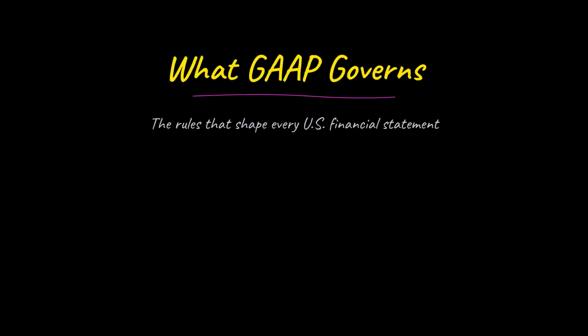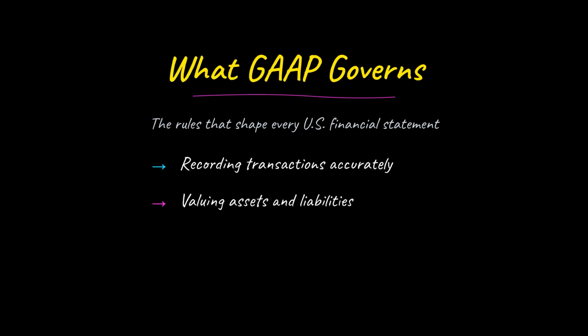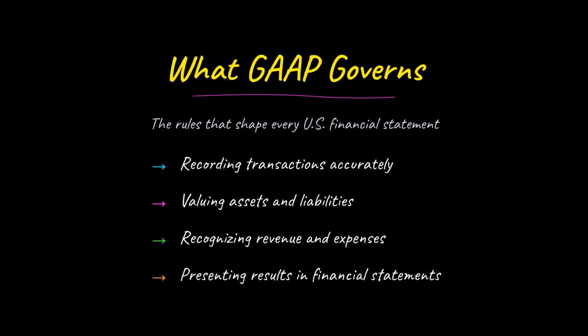GAAP, generally accepted accounting principles, is the foundational framework governing how U.S. companies record transactions, value assets, and present financial statements. It exists to ensure that every public company speaks the same financial language. GAAP covers 4 core areas: recording transactions, valuing assets and liabilities, recognizing revenue and expenses, and presenting the resulting picture in financial statements. Without a shared standard, statements from different companies would be impossible to compare or trust.